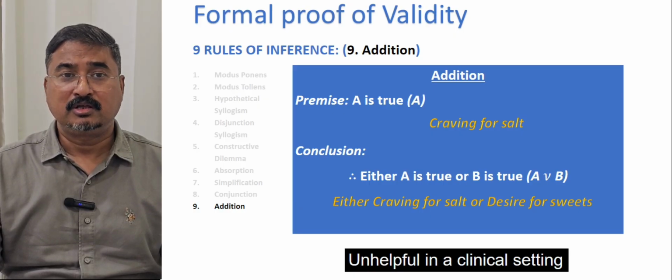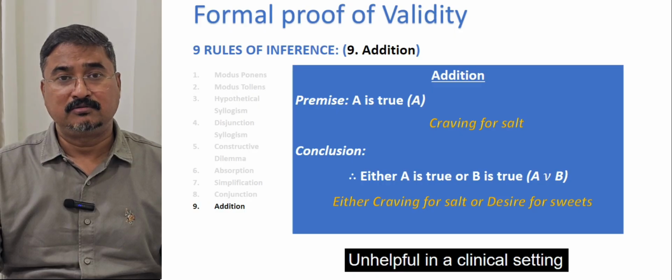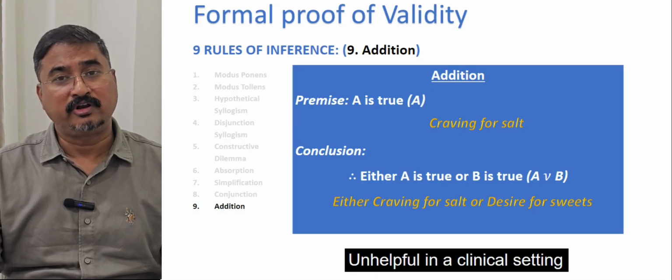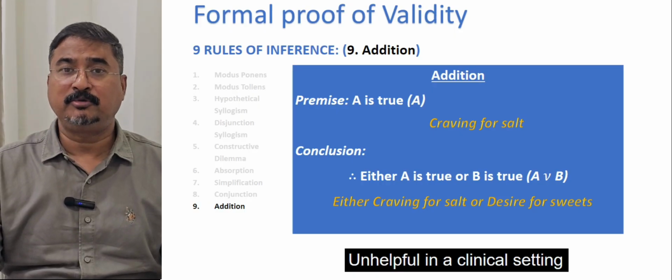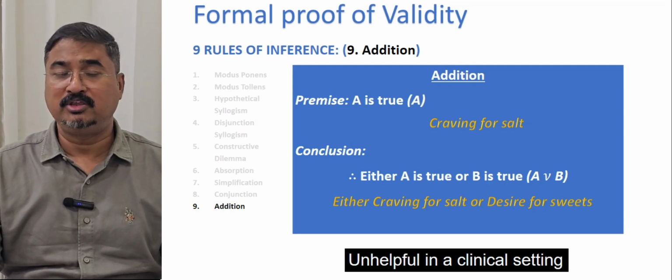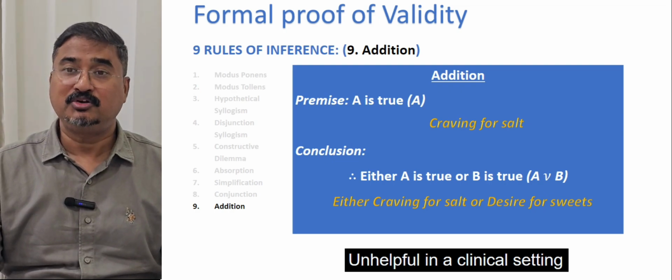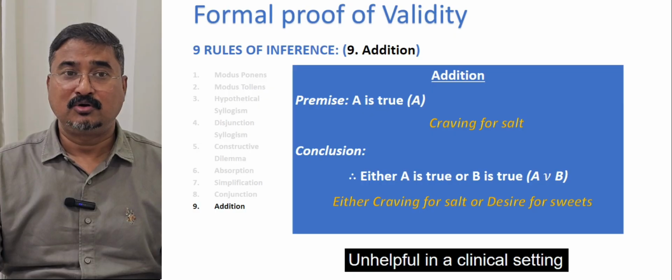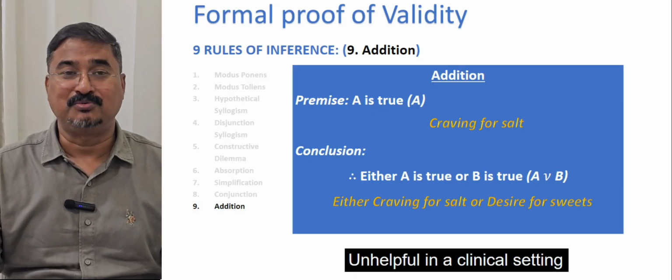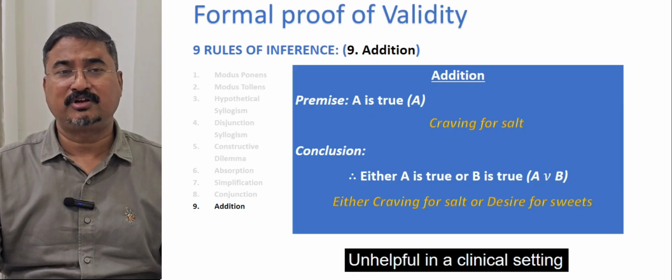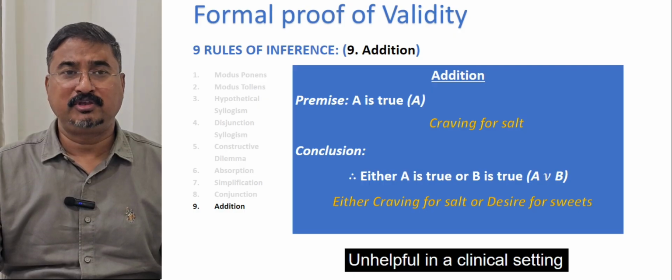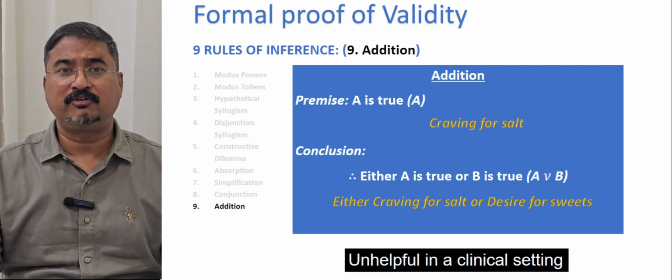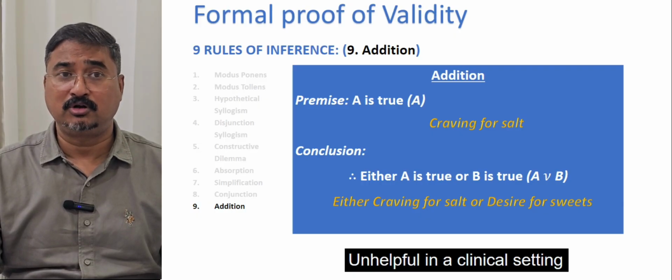The reason this rule is valid is that if A is already true, then the statement "either A or B is true" must also be true, whether or not B is true. Say, for example, premise A: the patient has a marked craving for salt. Therefore, the conclusion will be: the patient either has a marked craving for salt or has a desire for sweets.